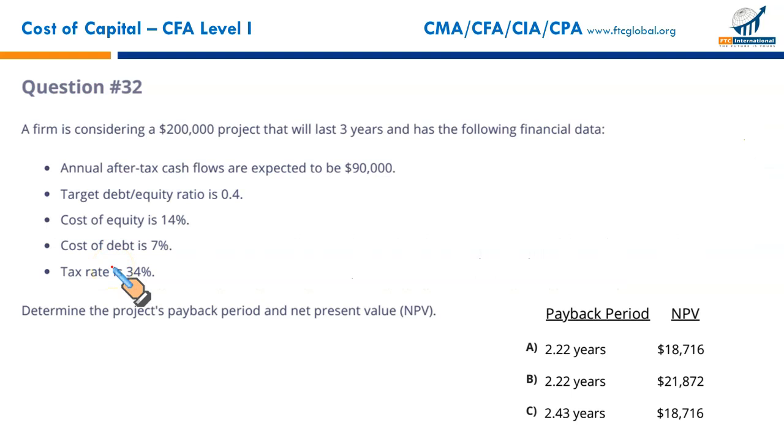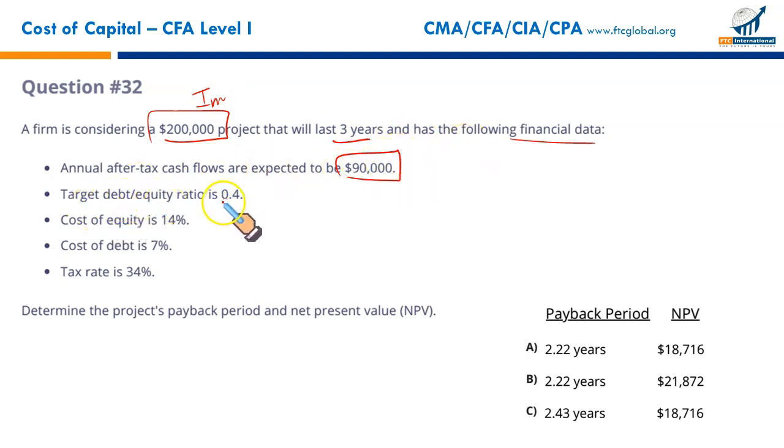Next. A firm is considering a $200,000 project that will last 3 years and has the following financial data. So this is your initial requirement of funds. The project will last for 3 years. Annual after-tax cash flows are expected to be $90,000. This is your initial investment, and this is your annual recurring cash flow for 3 years.